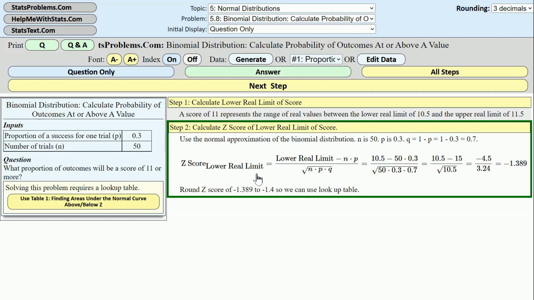The z-score of the lower real limit equals lower real limit minus n times p divided by the square root of n times p times q. With these data, equals 10.5 minus 50 times 0.3 divided by the square root of 50 times 0.3 times 0.7, which works out to 10.5 minus 15 divided by the square root of 10.5, which works out to negative 4.5 divided by 3.24, which works out to negative 1.389. Our table uses z-scores with 0.05 between entries, so we round the z-score of negative 1.389 to negative 1.4.